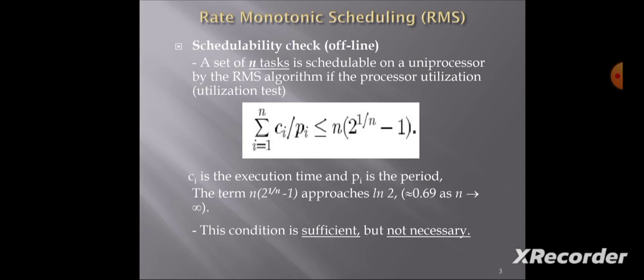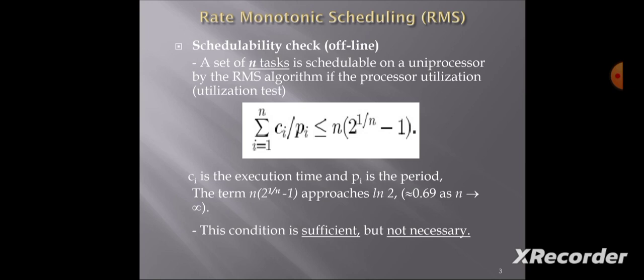So let's see more detail about rate monotonic scheduling, that is shortly known as RMS scheduling. The schedulability check will be here as offline, a set of n tasks. So what is a task? A task is a set of jobs which is to be performed.